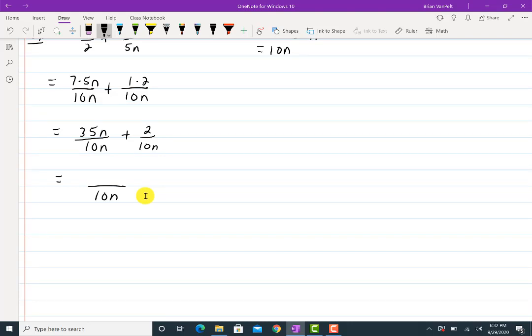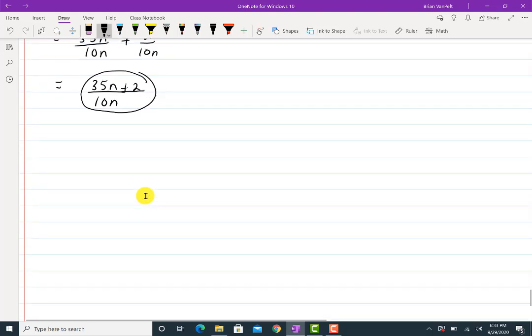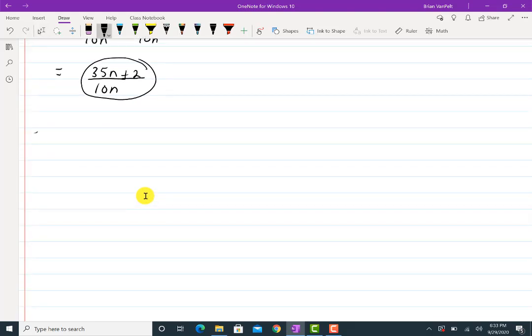And it looks like I'm going to have 35n plus 2. Let me increase that division bar. And there you go. What do we have next? I have w over 8 plus 5 over 6.